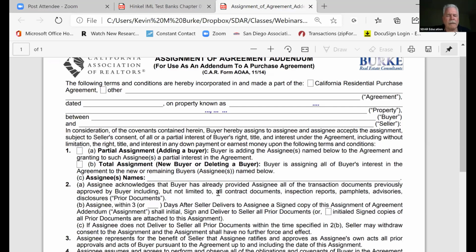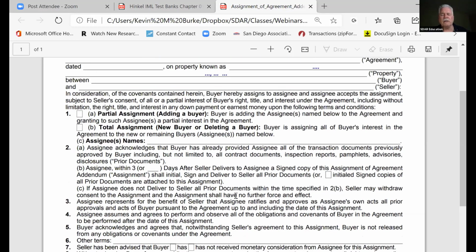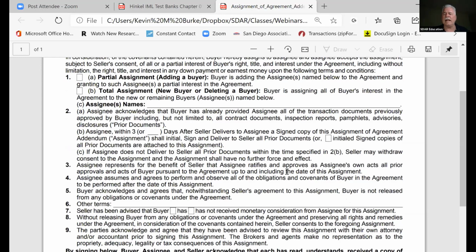All right, and then what's the assignee's name? Because remember, you have to specify who it is, a specified assignee, okay? And then paragraph number 2 talks about acknowledgement that the buyer's already provided the assignee all the transaction documents previously approved by the buyer, et cetera. So this is actually a pretty good form. You know, I like it.